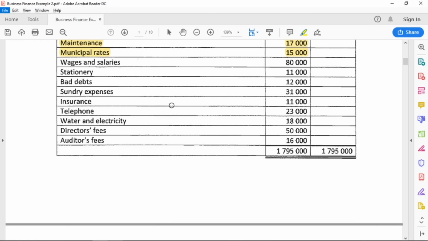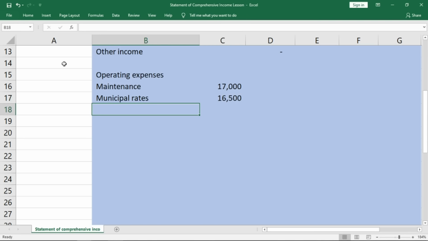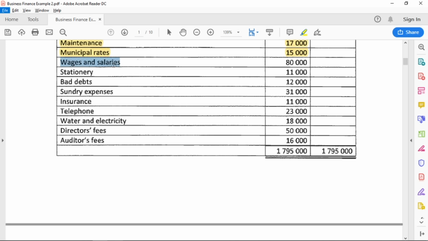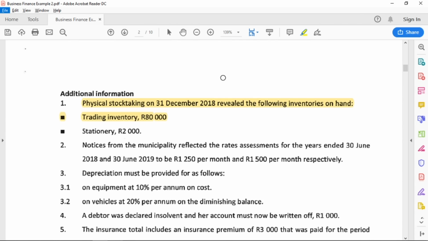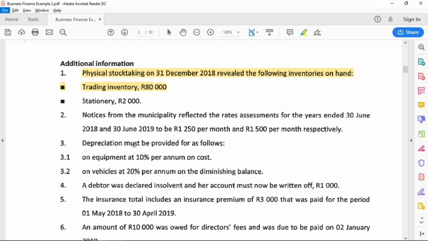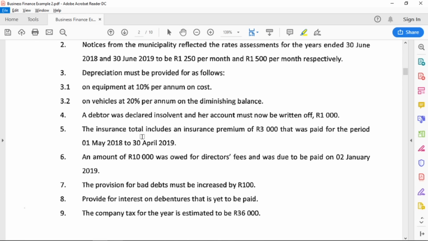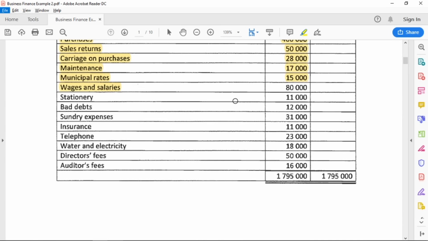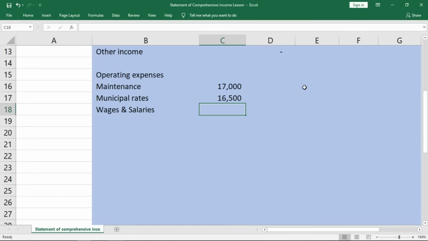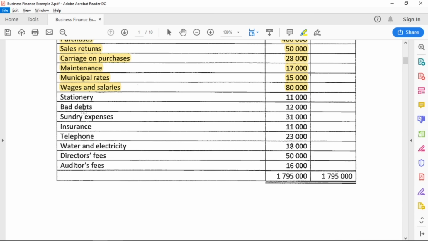And then we move on to the next one, wages and salaries, 80,000 Rand. So let's write the wages and salaries. Let me highlight that, 80,000 Rand. I'm sure you can see from additional information, we did not see anything concerning wages and salaries. So if there's nothing in additional information concerning wages and salaries, we're just going to put the amount which we are given, 80,000 Rand. So we write down 80,000, and then we'll move on to the next one, stationery.